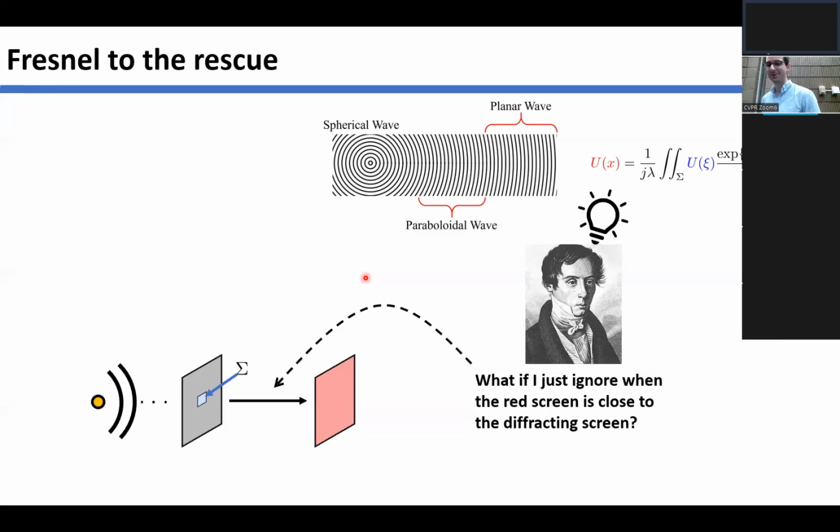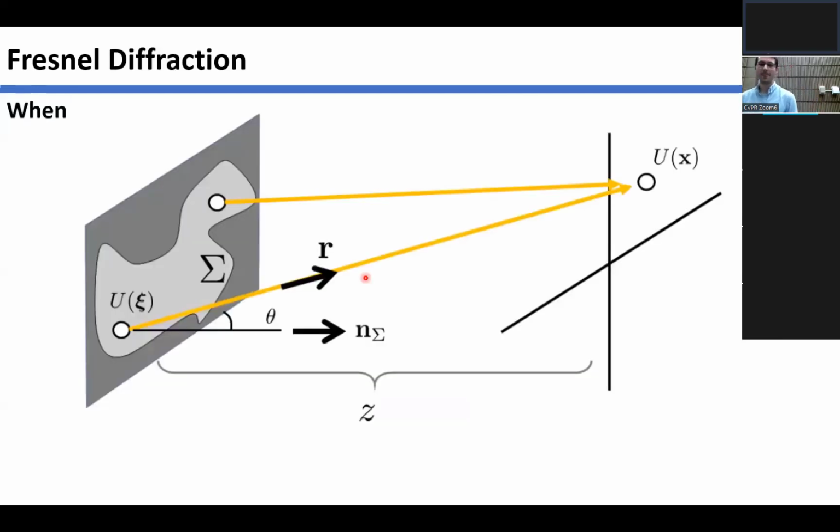So Fresnel says, well, what if I just ignore when the red screen is close to the diffracting screen? Then I don't have to worry about all the difficulties. It'll still be a little difficult, but I can maybe get around it, okay? So here's our situation.